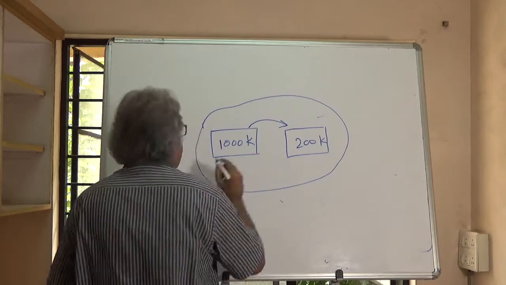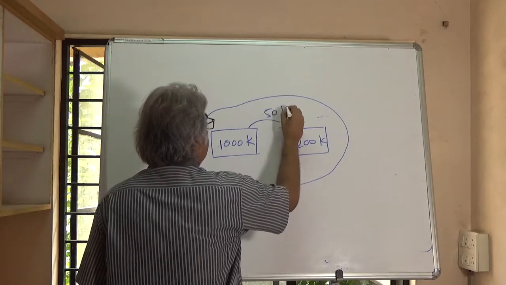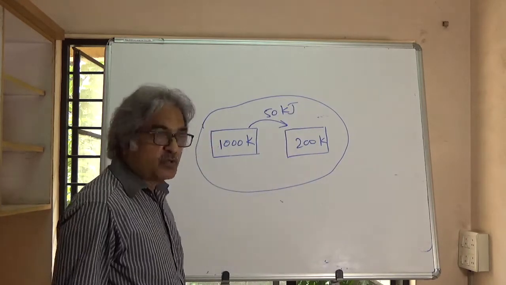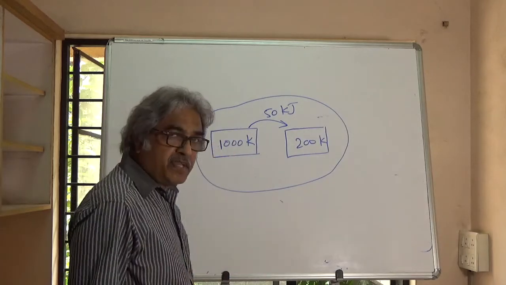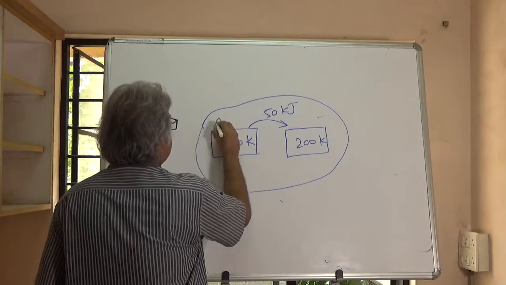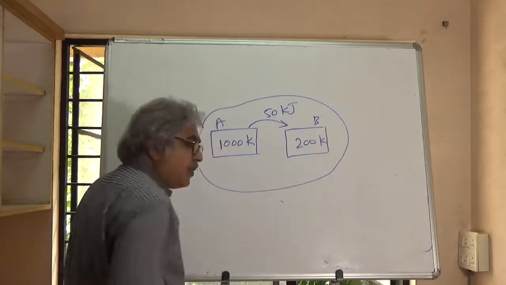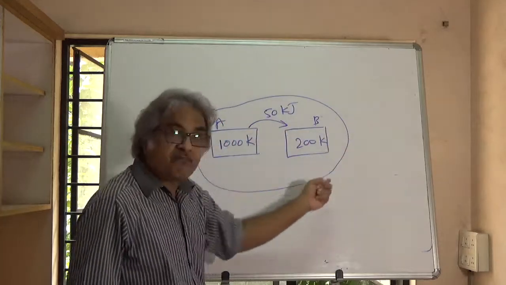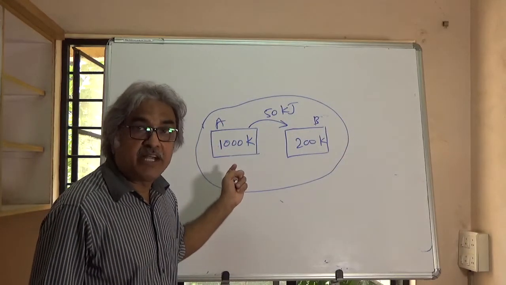Let's say that during a certain time the amount of heat transfer is 50 kilojoules. Now if 50 kilojoules of heat is transferred, let's say this is body A, this is body B. What will happen to the entropy of the system?